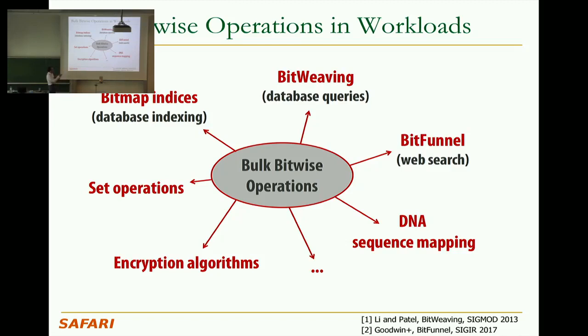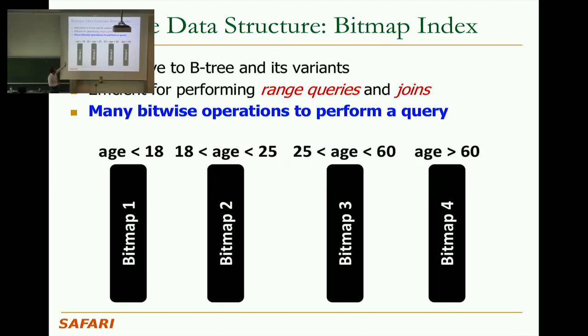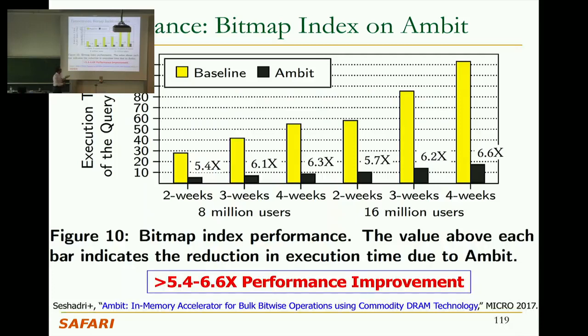And this is the bitmap index-based database. You can imagine representing data this way and different properties of data with many, many bitmaps. Whenever you're doing a query, you choose the particular bitmap. And if the query is complex, you AND that bitmap and OR that bitmap with other bitmaps. And if you port some queries to the substrate that I just described, you get significant performance improvements in the execution time of the query. Of course, this is all simulation.